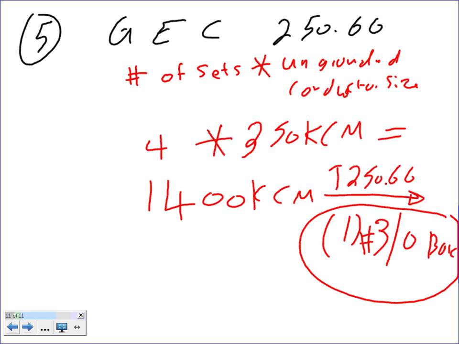Any question, guys, about this? Did that help when you say number of sets times the ungrounded conductor size? Because we're running sets now, 4 sets.